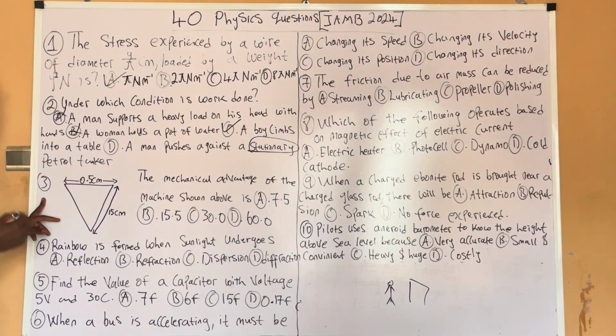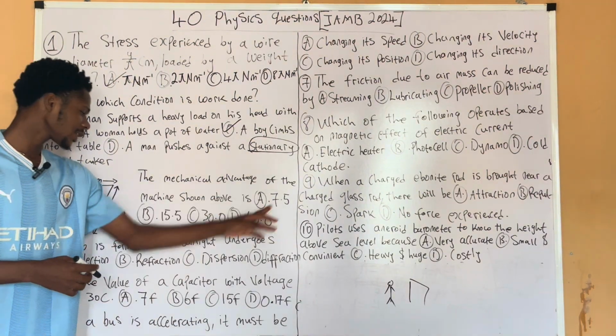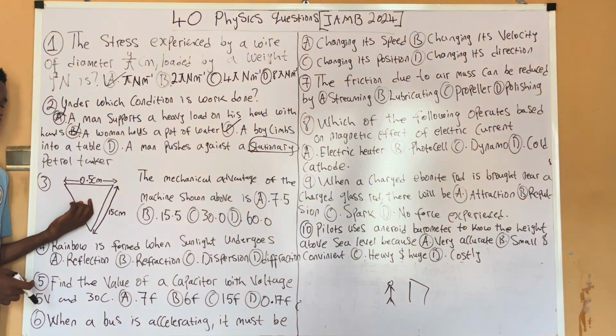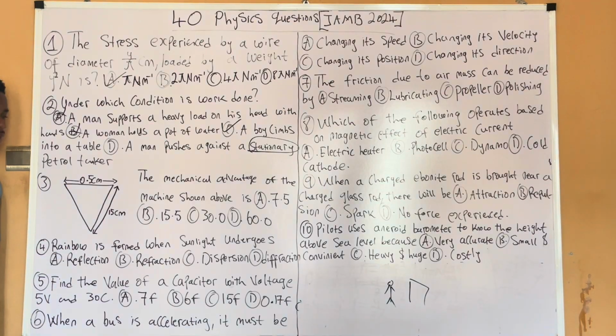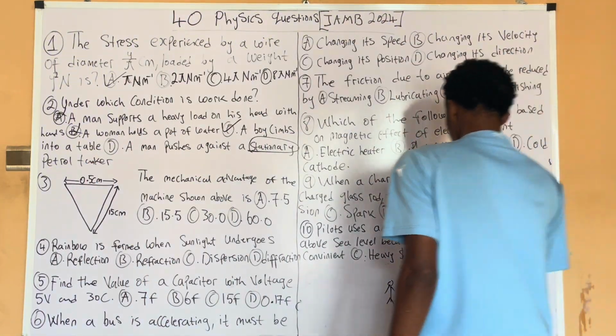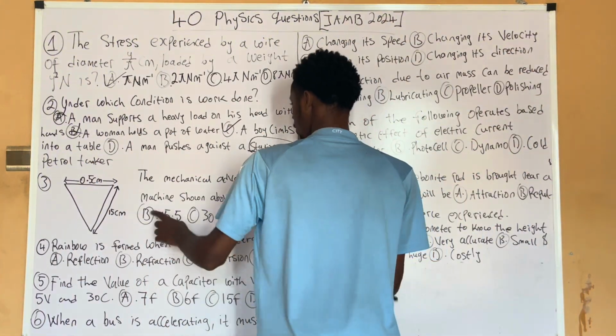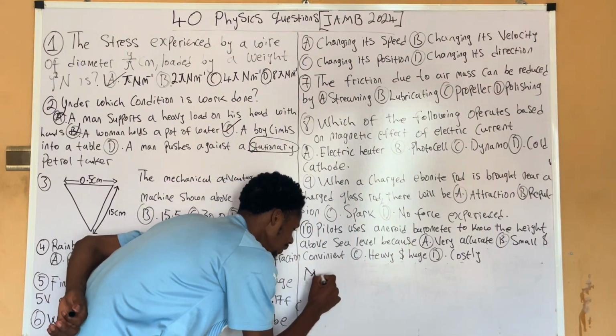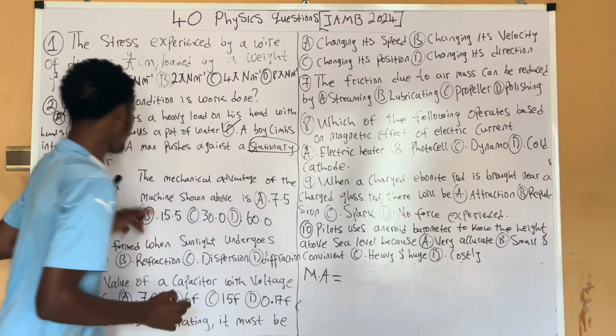Now, question 3 says the mechanical advantage of the machine shown above is. When you look at this machine, the first thing that should come to your mind is a wedge, because this is simply a wedge. If you studied machines in physics, you should know how to tackle a problem like this. We have been asked to solve for the mechanical advantage. To solve for the mechanical advantage for a wedge, there is a formula we use. I'm going to come here and write mechanical advantage for a wedge.